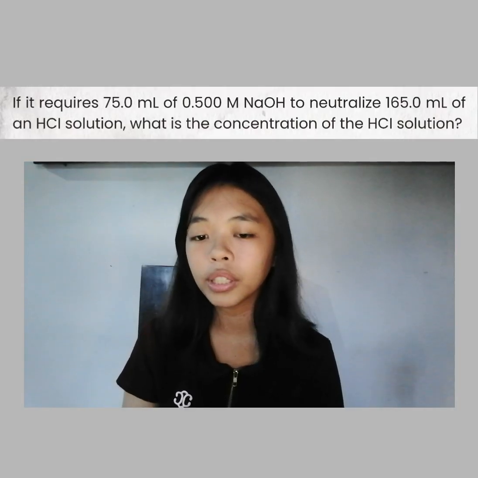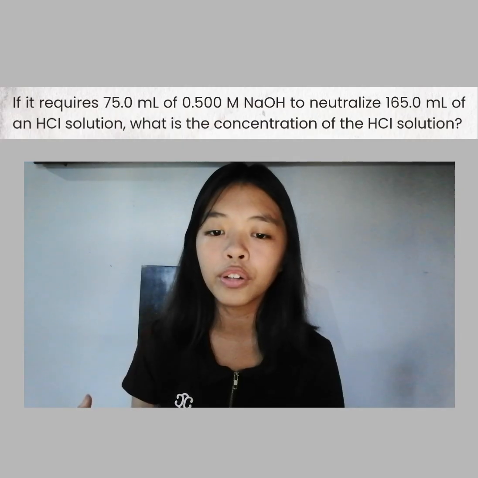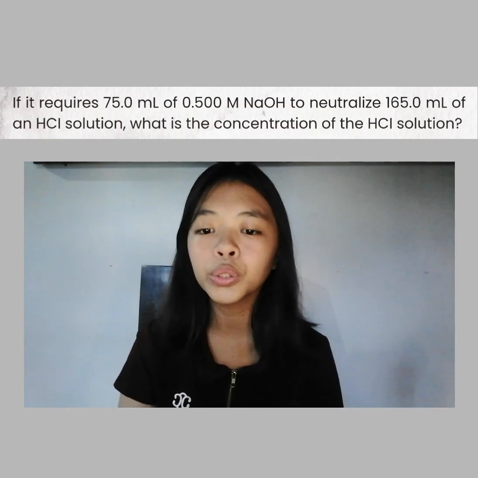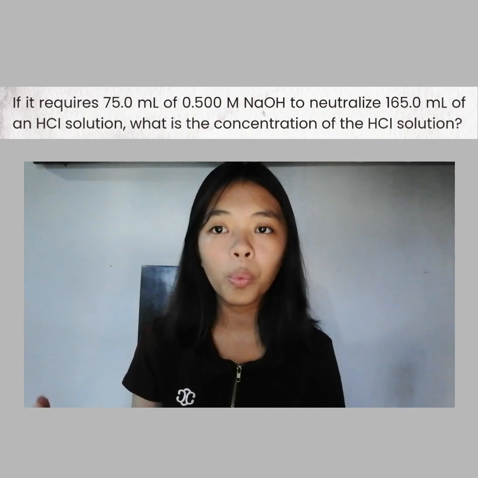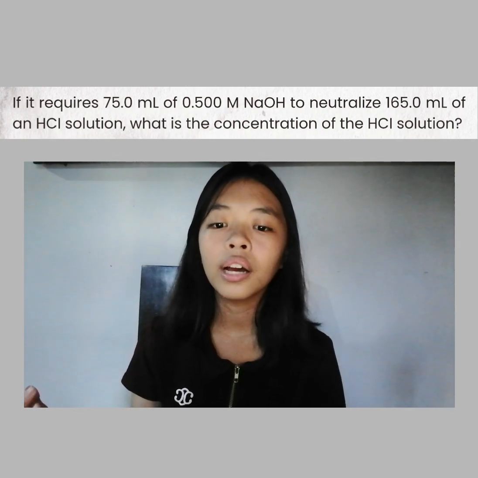So, let us start with an easy problem. It requires 75 milliliters of 0.500 molar sodium hydroxide to neutralize 165 milliliters of hydrochloric acid solution. What is the concentration of the hydrochloric acid? So we're looking for M1, the molarity of hydrochloric acid. So first, of course, we substitute the values after determining what equation we want.